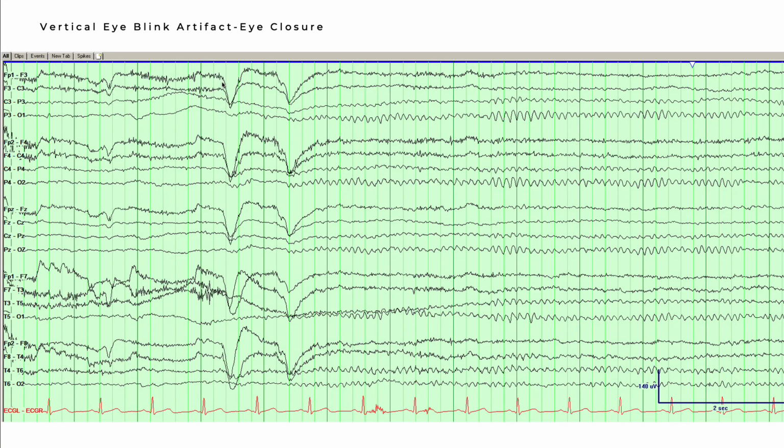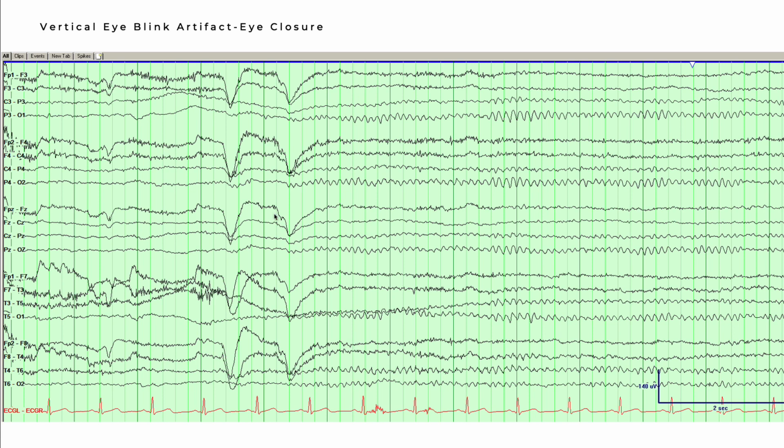Here you see it. You have a positive or downward deflection here. It's very much contained within the frontal electrodes. There's not much of a field. You don't see it at all by the time you get to these occipital or O2, O1 electrodes. This is common of vertical eye blink artifact.